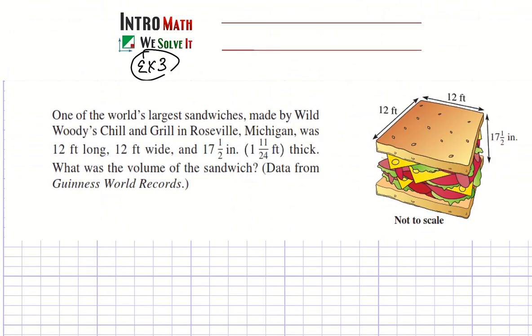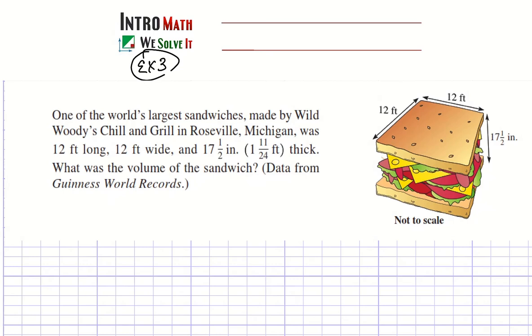Okay, all right. Here is the next problem. You see right there is a sandwich, man. Sometimes the diagram will help you, because I've been looking at it. I read it: one of the world's largest sandwiches, made by Wild Woody's Chill and Grill in Roseville, Michigan, was 12 feet long, 12 feet wide, and 17.5 inches thick. That's 1 11/24 feet thick, right? What was the volume of the sandwich?